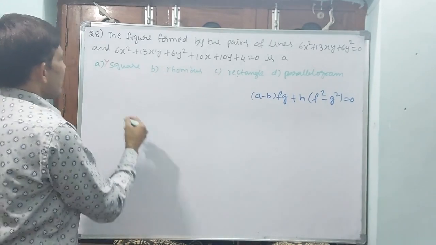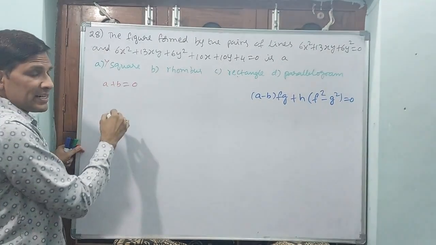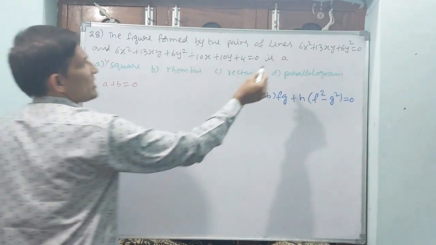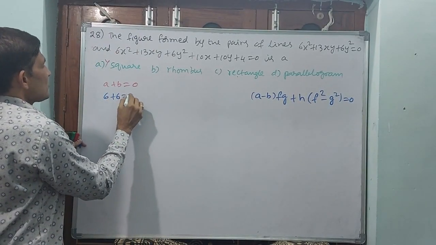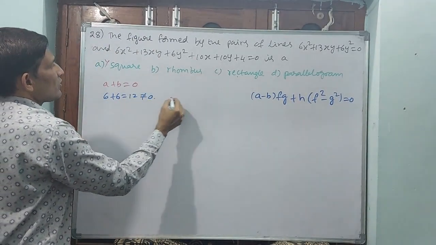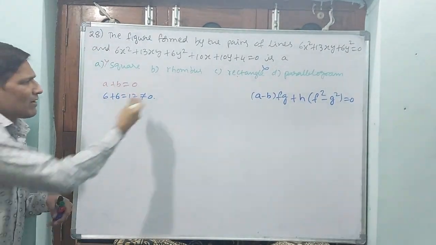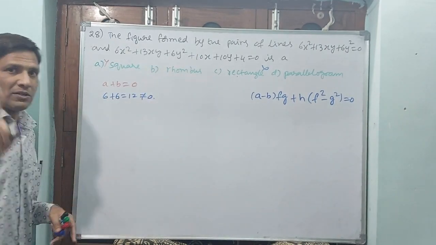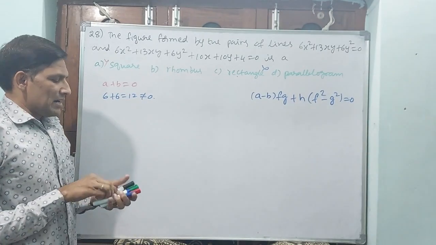Let us try for rectangle. For rectangle, a plus b should be equal to 0. Then it is a rectangle. Let me see whether a plus b equal to 0 or not. See, a is 6, b is 6. 6 plus 6 is equal to 12. This is not equal to 0. Therefore, this is not a rectangle. I have marked square also, rectangle also. Now you have got two options, rhombus and parallelogram.